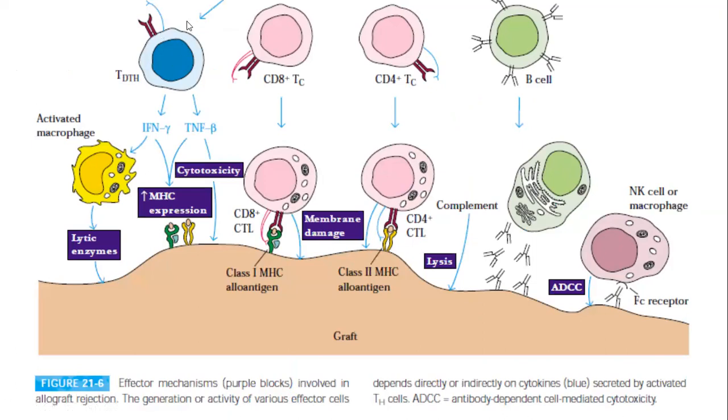Given the elicitation by IL-2, TDH will form. The TDH will produce two molecules called interferon gamma and tumor necrosis factor beta. These molecules again have specific interactive functions. Interferon gamma will interact with the activated macrophage, and they produce lytic enzymes, perforin per se. They kill the graft, leaving this pathway itself, one pathway here. On the other pathways, there are several which can be highlighted here in purple: lytic enzyme, MHC expression, cytotoxicity, membrane damage, again lysis, again ADCC. ADCC is nothing but antibody dependent cell mediated cytotoxicity.